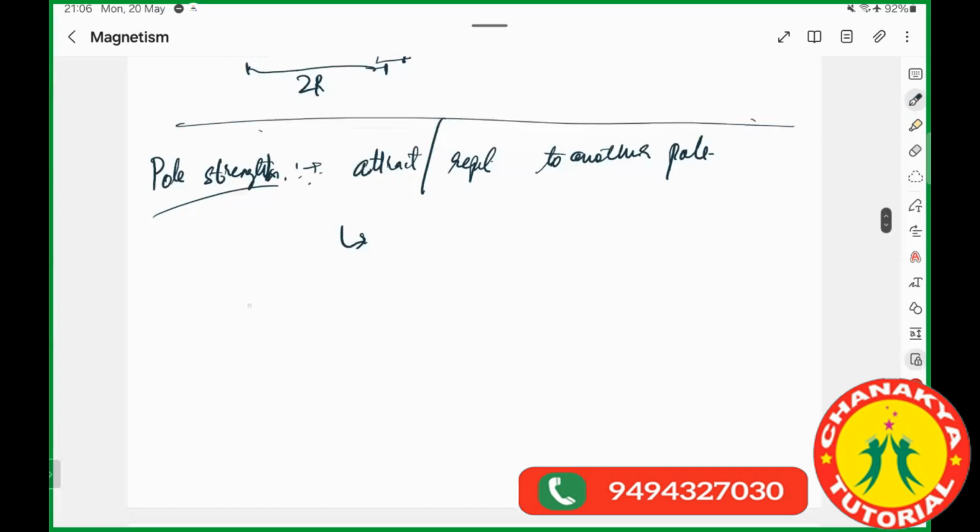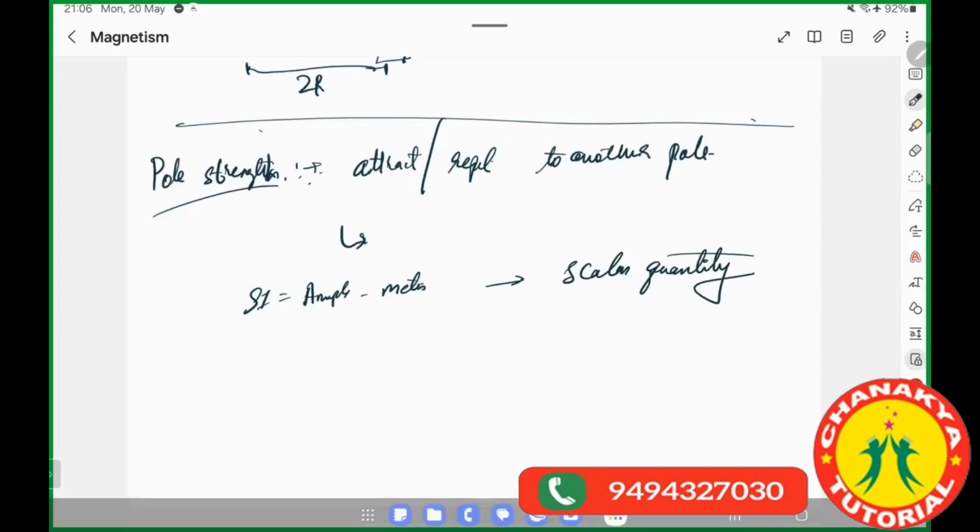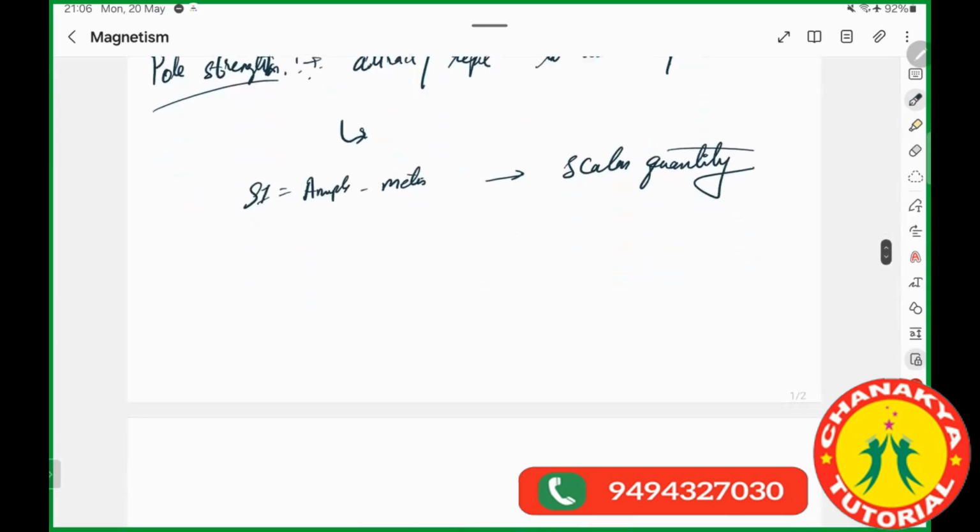So the pole strength SI unit will be ampere meter, strength of the pole. And this is a scalar quantity. Ampere meter means the dimension will be M0 L1 T0 A1.